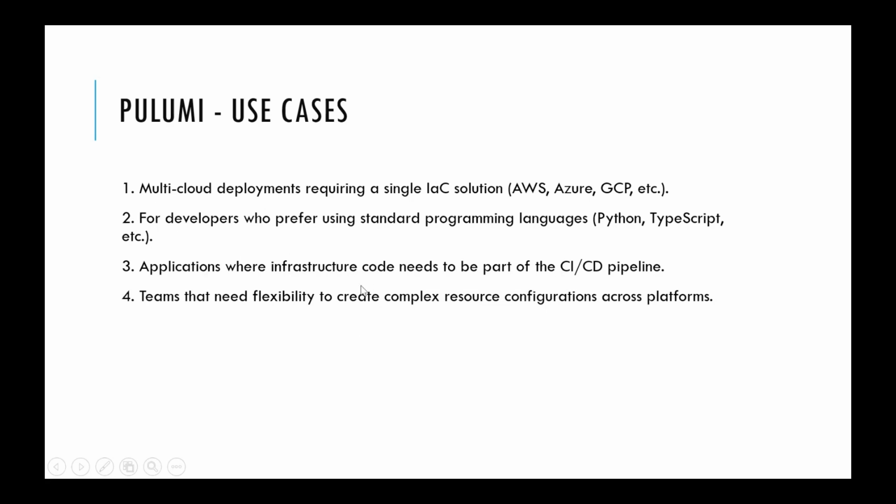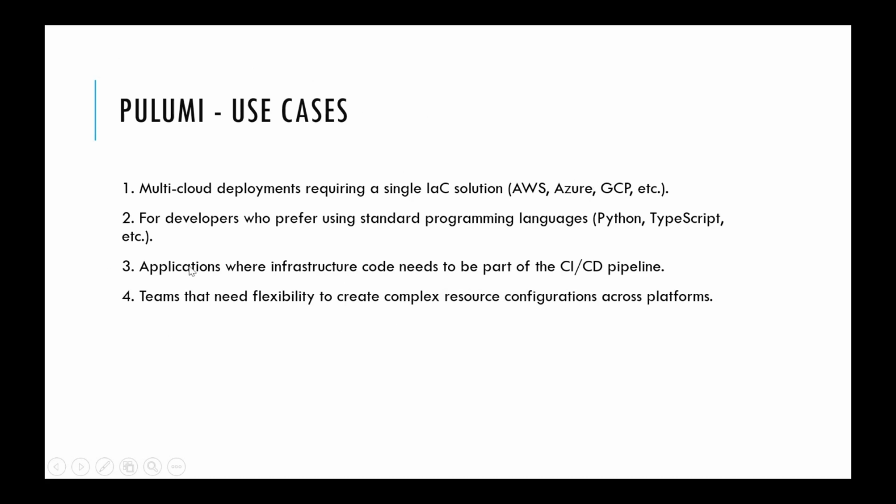Third one is applications where infrastructure code needs to be part of the CI/CD pipeline. If you have your application and your infra as well, and they are all part of the CI/CD pipeline, you can also select Pulumi. Teams that need flexibility to create complex resource configuration across platforms can select this language as well. Pulumi is not that common if you compare this with Terraform, Azure Bicep, and other IaC tools.